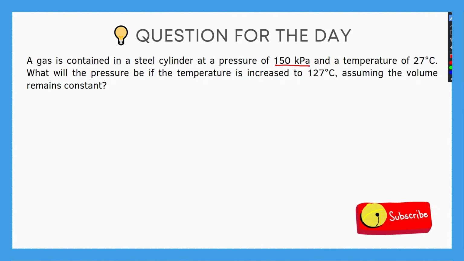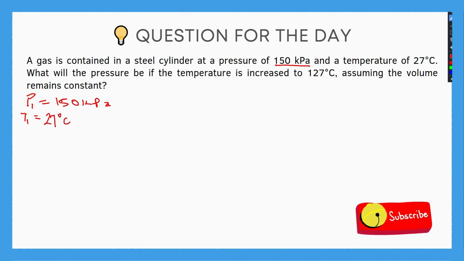So let's go ahead and write out our variables. The first thing we have is the initial pressure P1, which is equal to 150 kilopascals. What else are they telling us? They said it has a temperature of 27 degrees Celsius. So the initial temperature, T1, is 27 degrees Celsius.